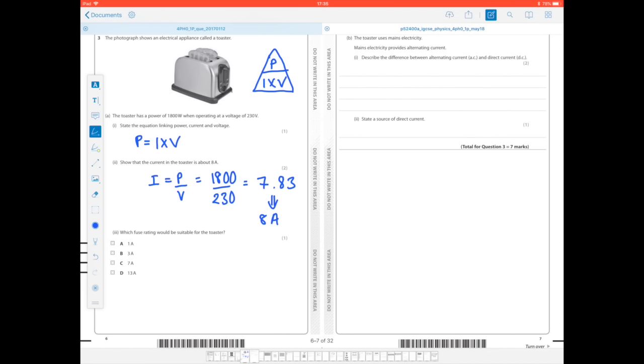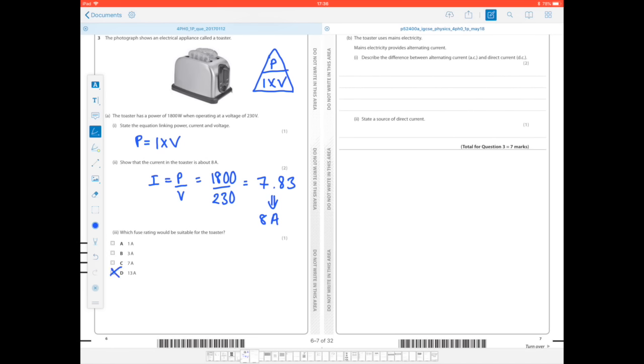Which fuse rating would be suitable for the toaster? Remember, the fuse rating needs to be slightly higher than that calculated current, and so it's not ideal because 13 is a lot higher, but you can't say 1, 3 or 7. You can't say 7 because it's lower, which means it would constantly have melted when the toaster was in use, which is why D is the correct answer here.